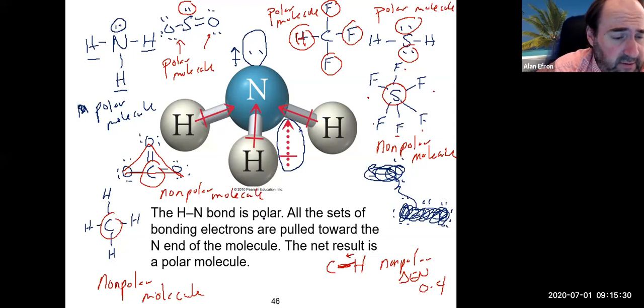Again, in carbonate, there are polar bonds between the carbon and the oxygen based on the difference in electronegativities. But because they're in that triangle shape, they're going to be equal and oppositely pulling on each other and canceling each other out. Any questions on any of those examples?